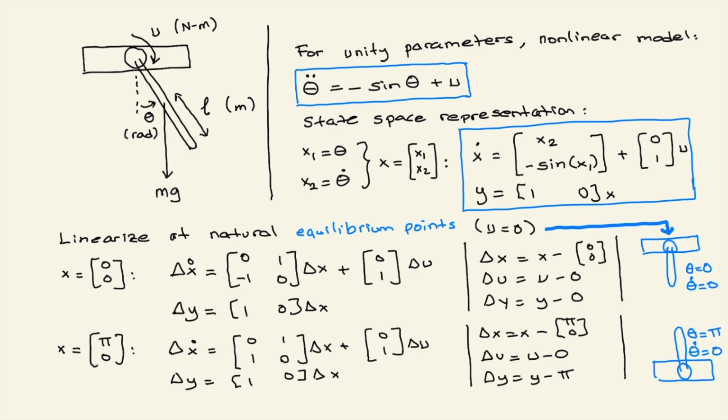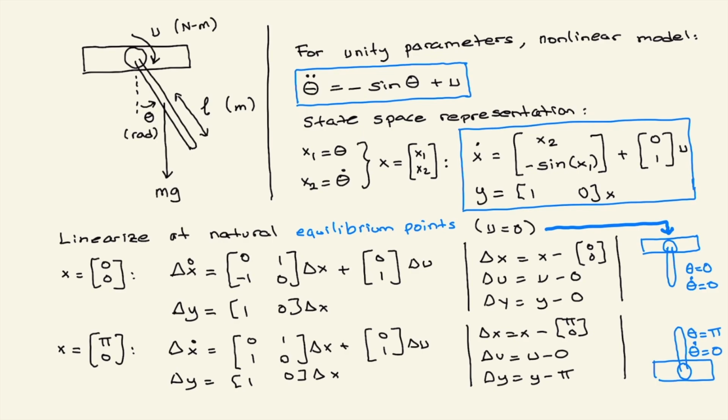So we have a pendulum. This is the control signal, torque, in Newton meters, angle, length, mg, g is the gravity, m is the mass. I am going to assume everything has unity parameters. So using first principles, the actual nonlinear model of this pendulum can be given by this. Theta double dot equals minus sine theta plus the control signal.